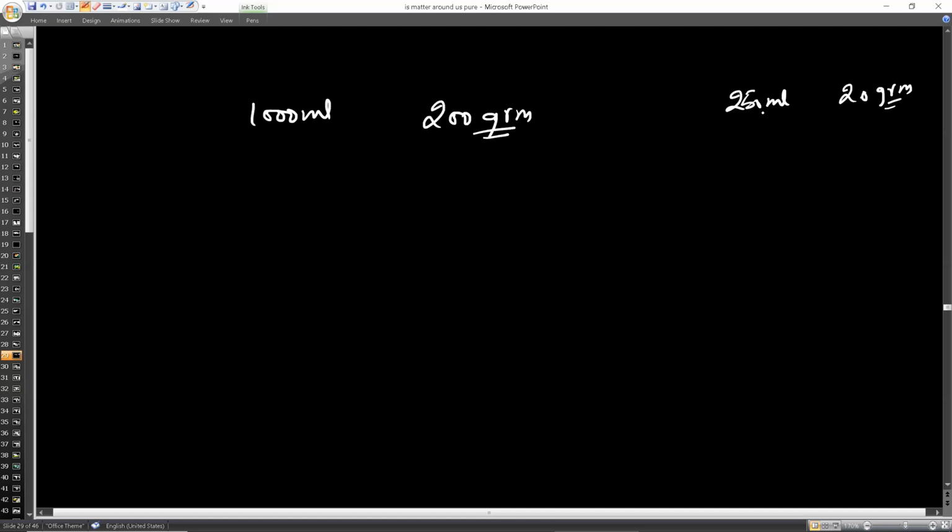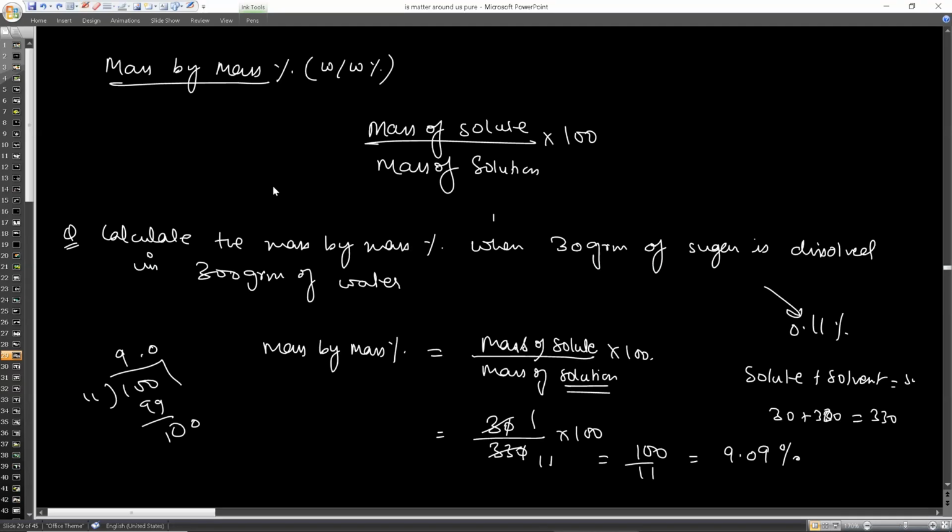Or what we can do is, if 25 ml of such solution has 20 gram sugar, then for 1000 ml you multiply by 4, and you will get 80 gram. So 1000 will have 80 gram, while here it has 200 gram. So this means this will be more sweet. But what we do is calculate the different concentration terms.